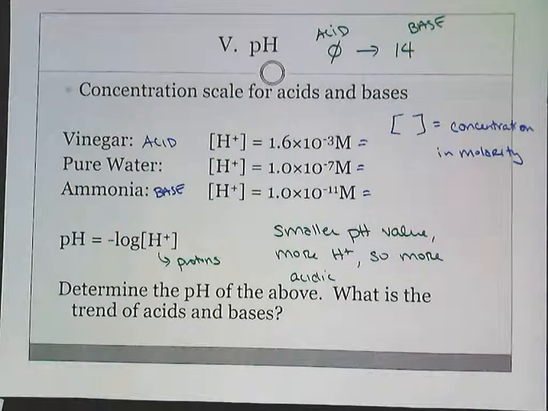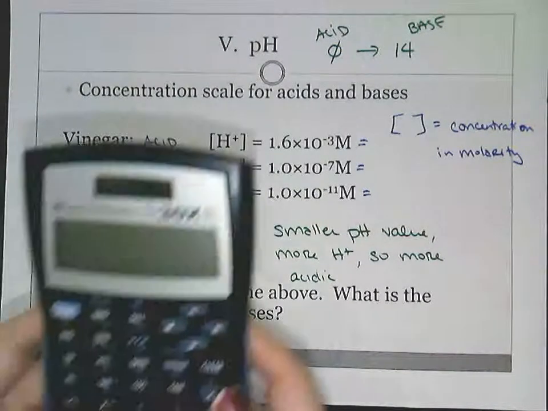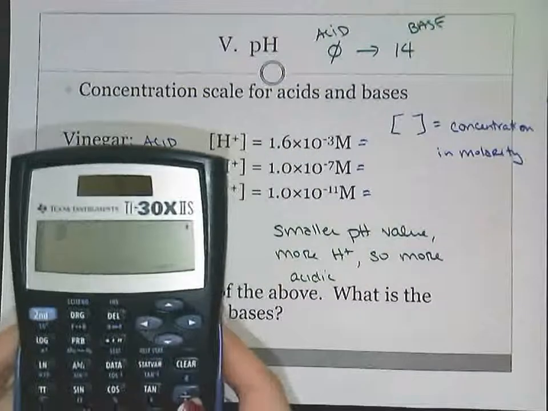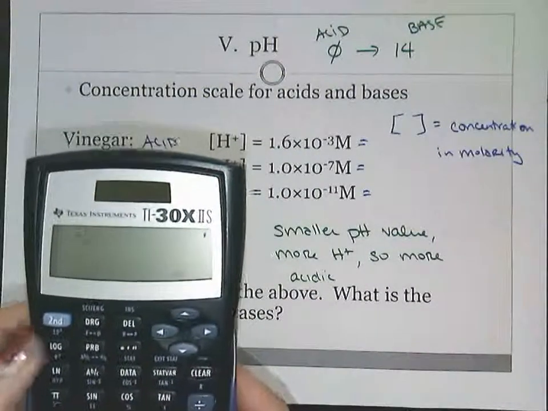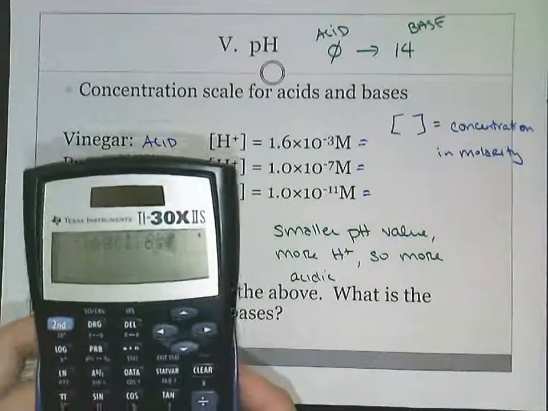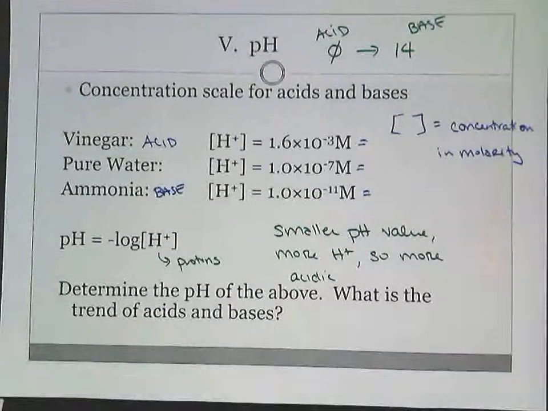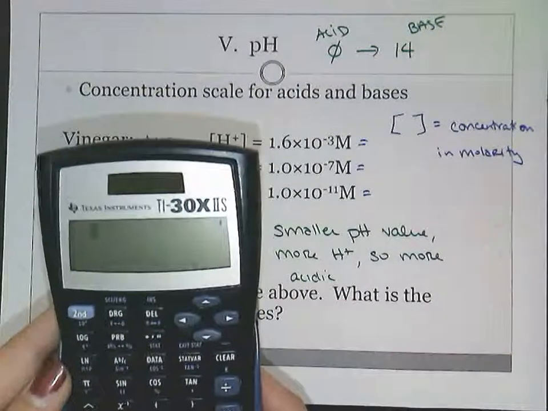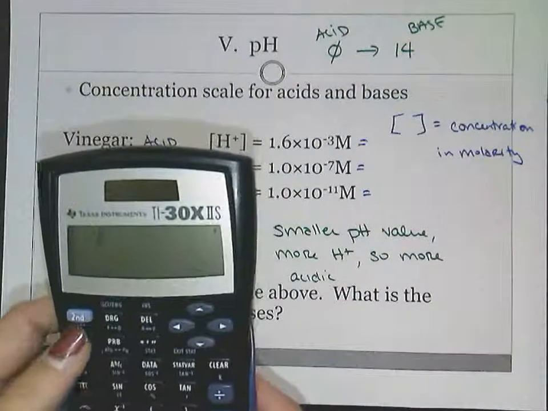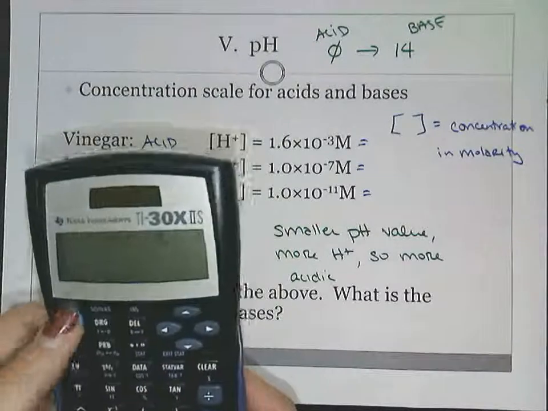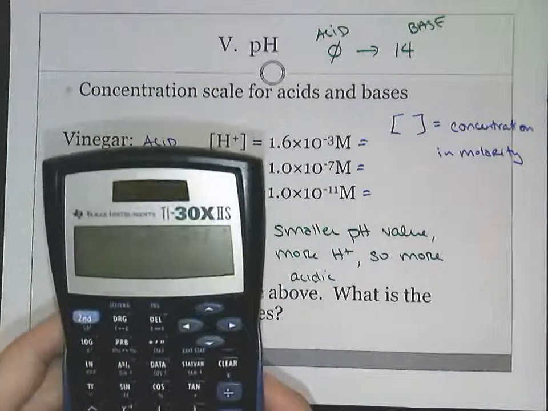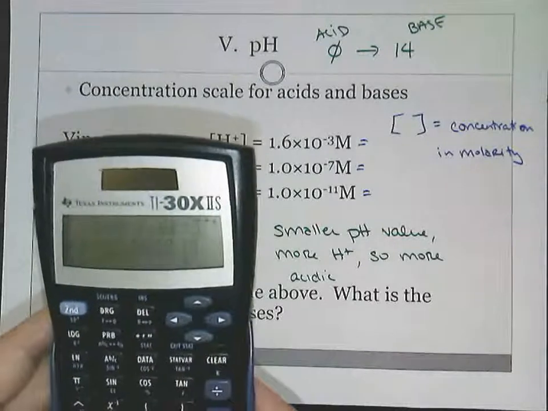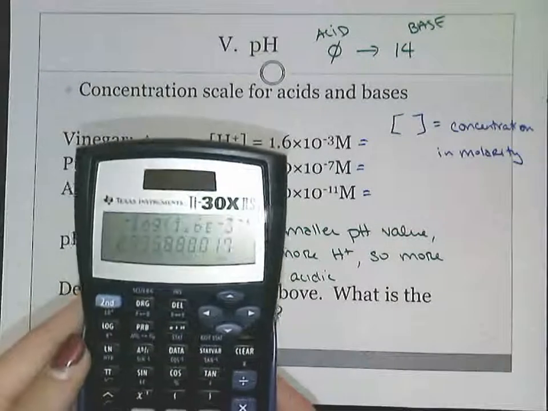Depending on your calculator, the order of operations is slightly different for every calculator. On this one, I can just type in negative log 1.6 to the negative third. Other ones, you have to type in the value, then hit log, then make it negative. Just whichever one you have. Wait, can you do that again with that calculator? Sure. Let's see if I can do it without any glare. Negative log 1.6. So that's, there we go, 2 point.